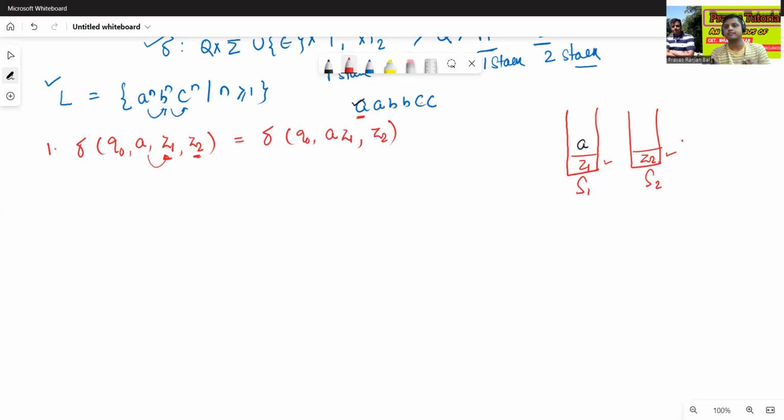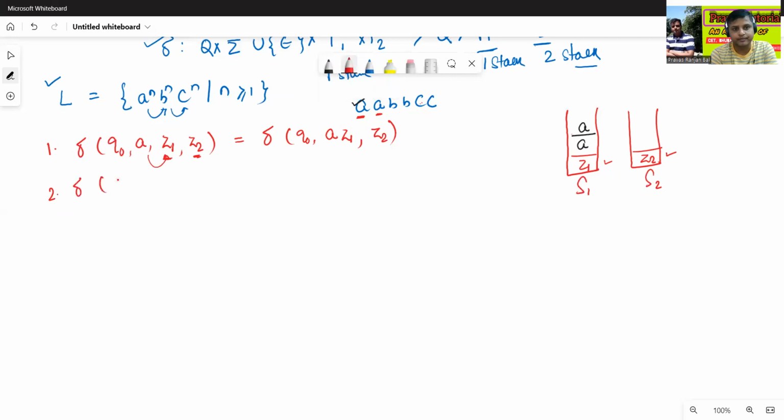I will not perform any operations on the second stack, so Z2 will be empty. Next, the second one. Then I'll read the second A. The second A will push here.